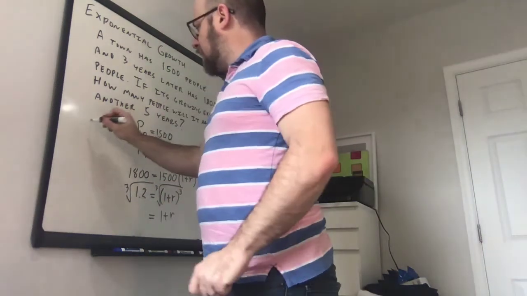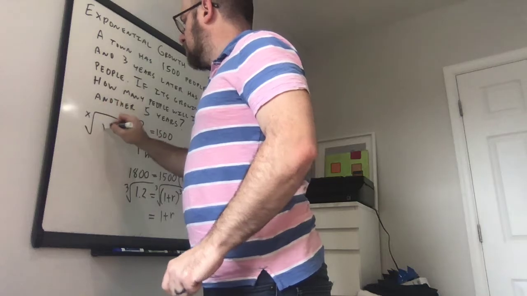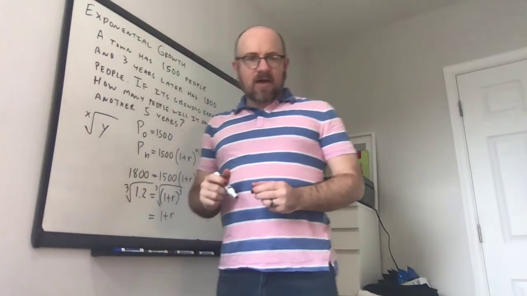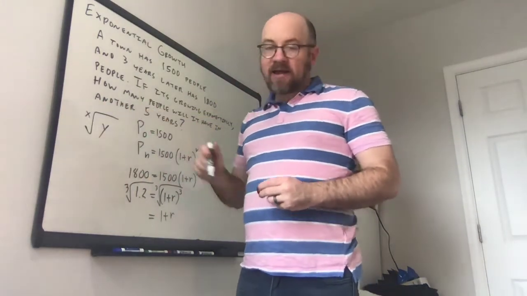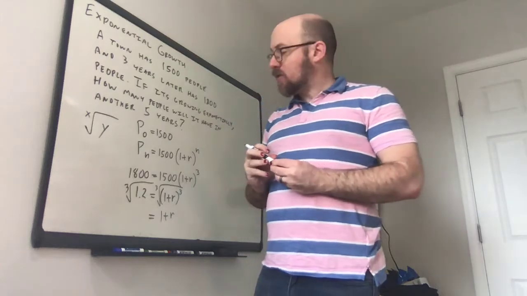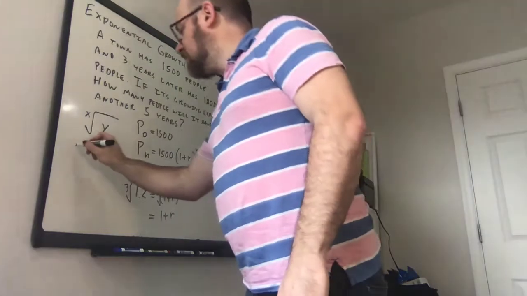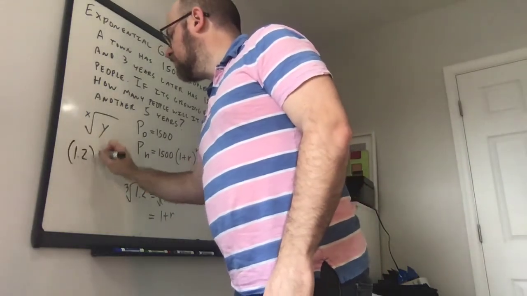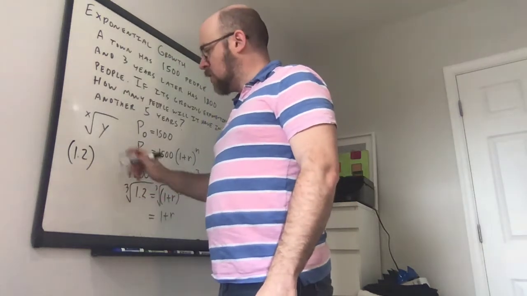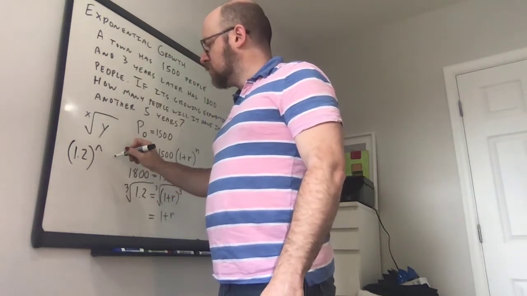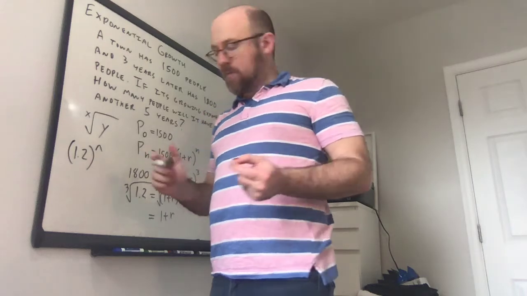It might look like something like this, an x and a square root sign and a y. That might be the way you do it. The other way you can do it is by taking whatever number is inside the root sign, 1.2, then that caret symbol, raising it to a power.